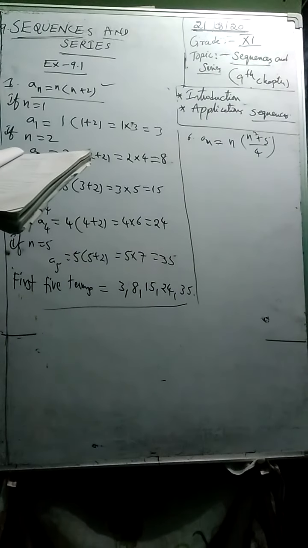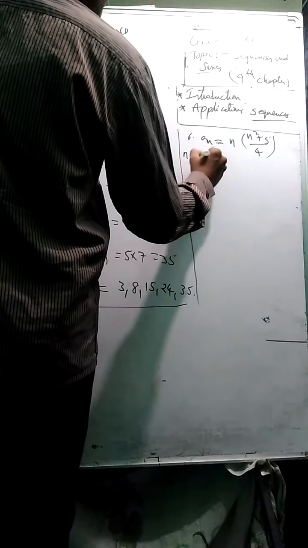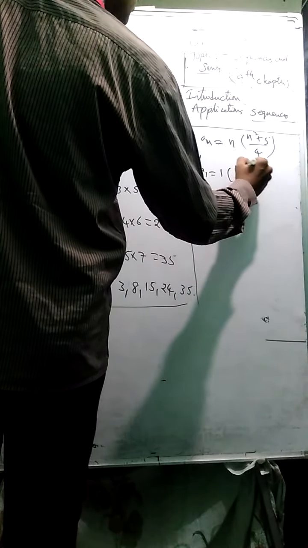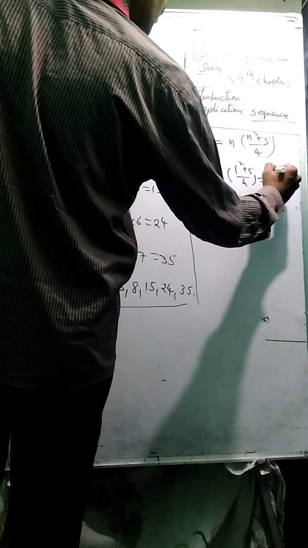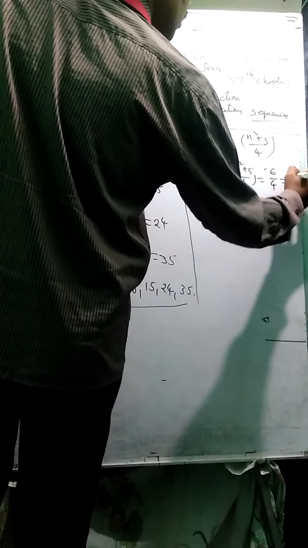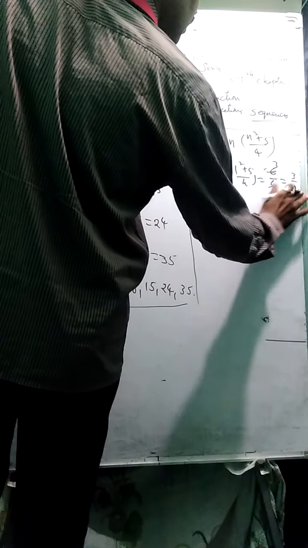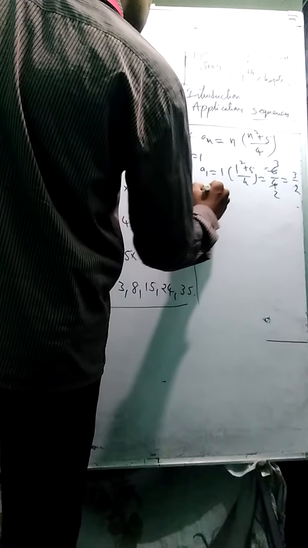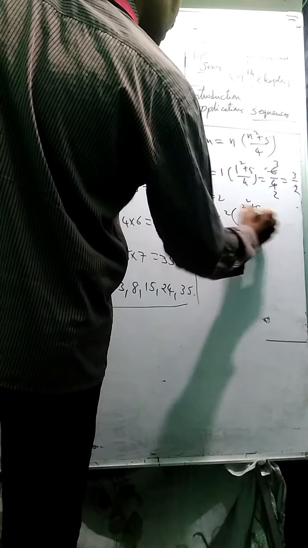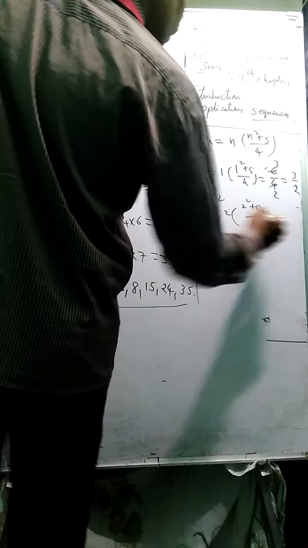So simply we will substitute the n value. If you take n is equal to 1, a1 is equal to 1 of 1 square plus 5 by 4, that is equal to 1 plus 5, we get 6 by 4, that is equal to 3 by 2. If you take n is equal to 2, a2 is equal to 2 of 2 square plus 5 by 4. 2 square is 4, plus 5, 9 by 2, that is equal to 9 by 2.